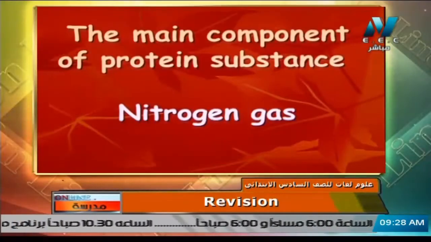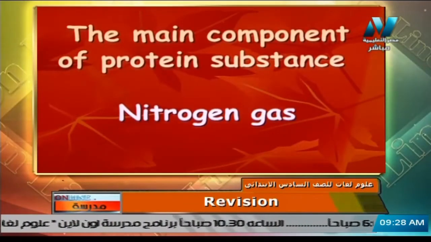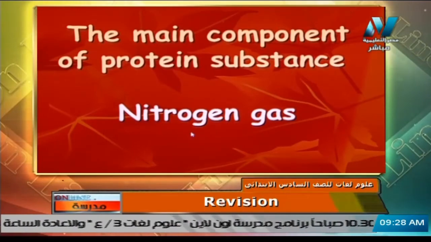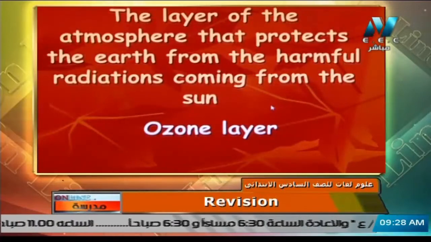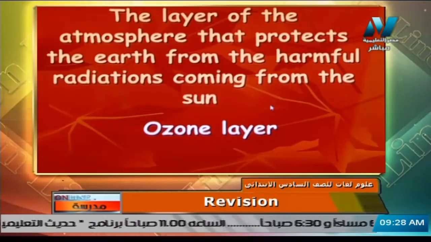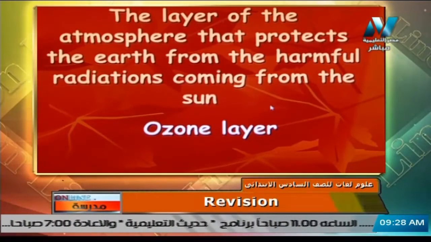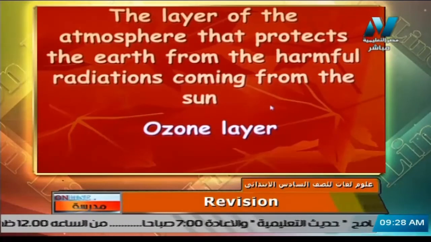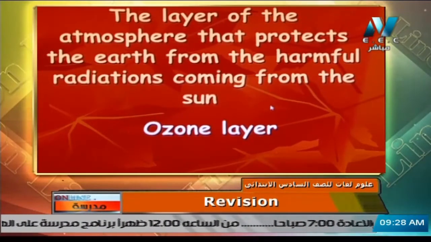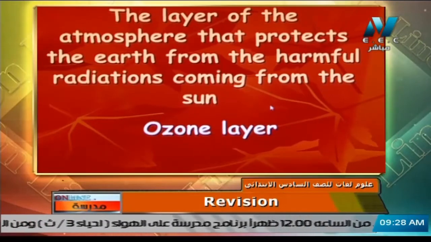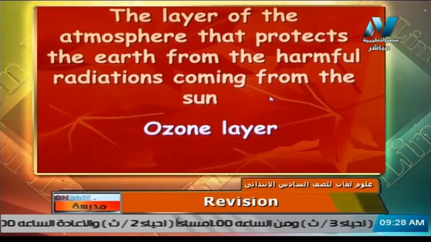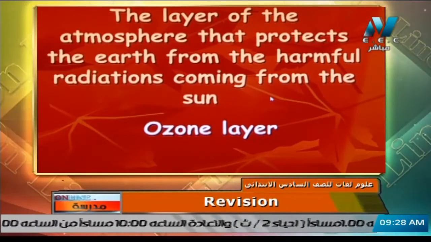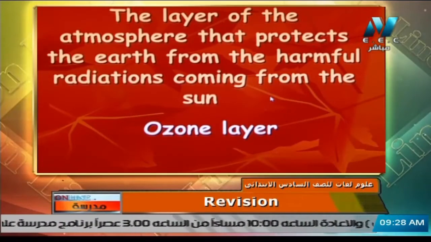The main component of protein substance will surely be nitrogen gas. The main component of protein substance is the nitrogen gas. The layer of the atmosphere that protects the earth from harmful radiations coming from the sun: a layer in the atmosphere that protects us from the harmful rays coming from the sun is the ozone layer.